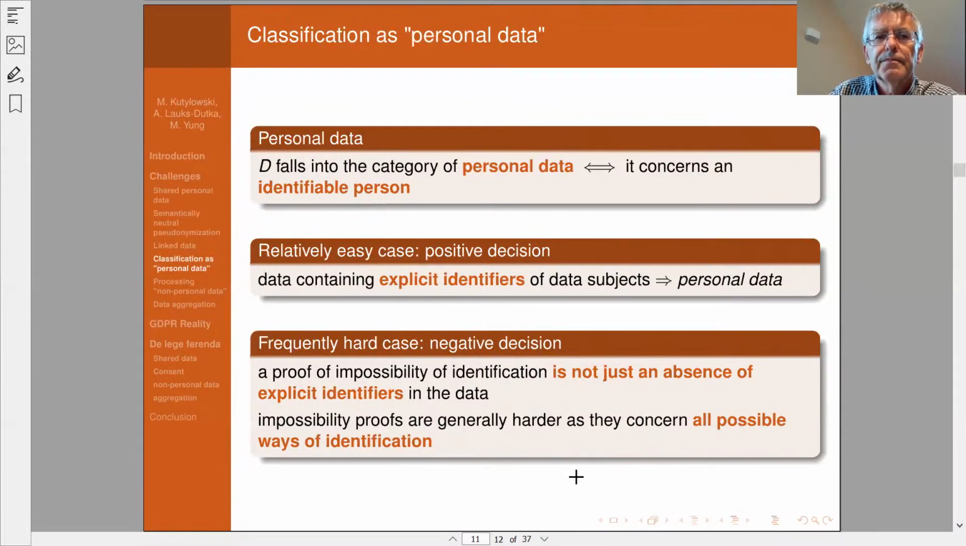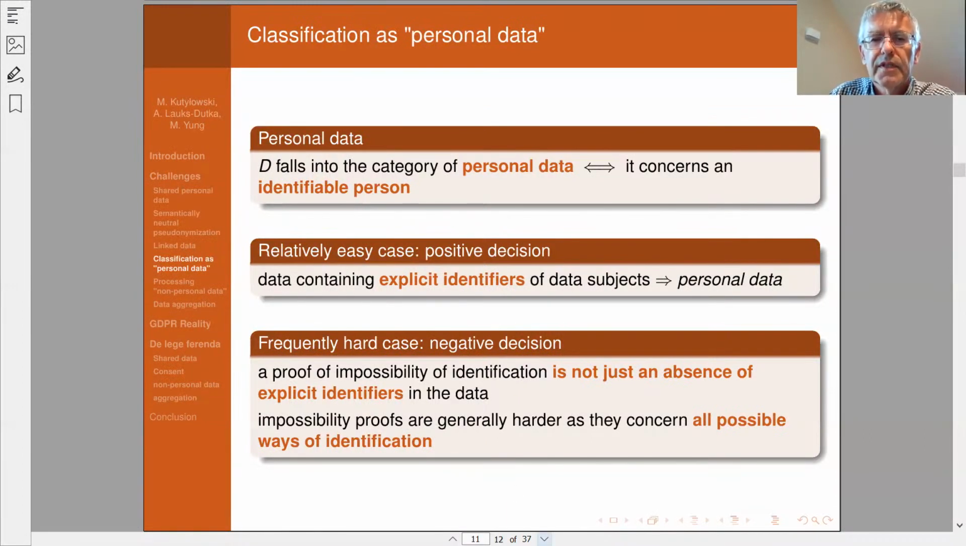Okay, so the next problem is classification of personal data. Personal data concerns an identifiable person, and of course, the relatively easy case is the positive case. If there are explicit identifiers, then of course the data is personal data. But what if the explicit identifier is missing? Then of course negative proofs are quite hard because we have to show that it is impossible to derive, and we have to take some context.